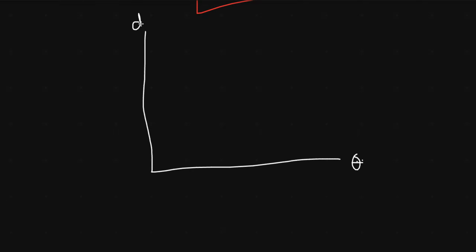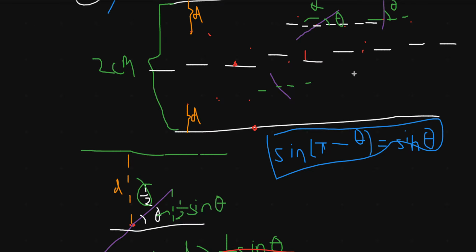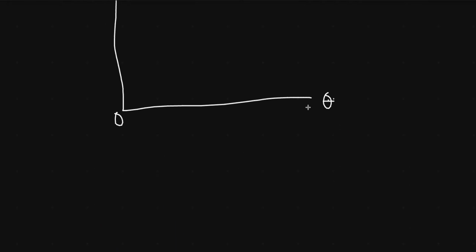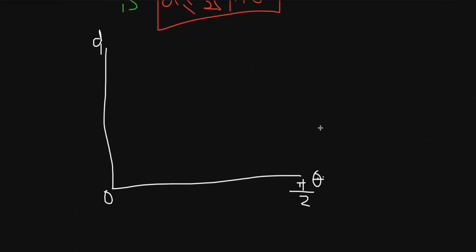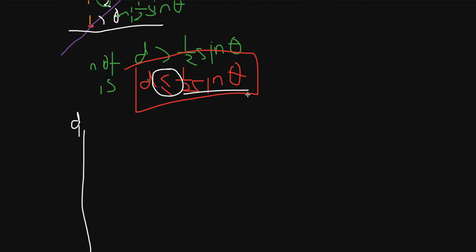So we know D. We can put D as an axis. So here we have some angles theta, and then we have D. D is obviously between 0 and 1. And since we really want to consider just acute to right angles, we want to start from 0 to 90 degrees. 90 degrees, in radians, we call it pi over 2, right? And now we want to sketch out the graph D is less than half sine theta.